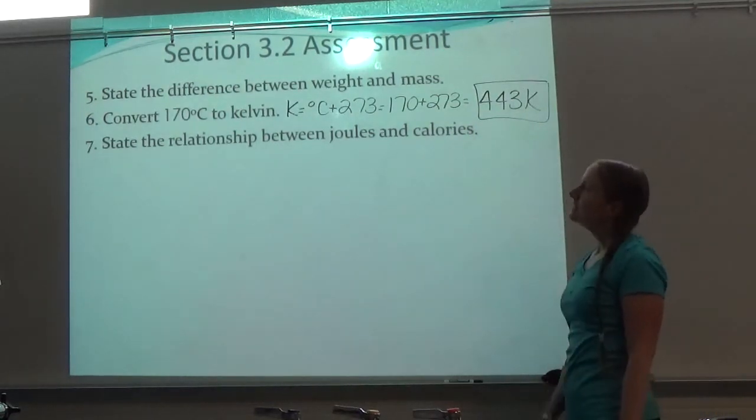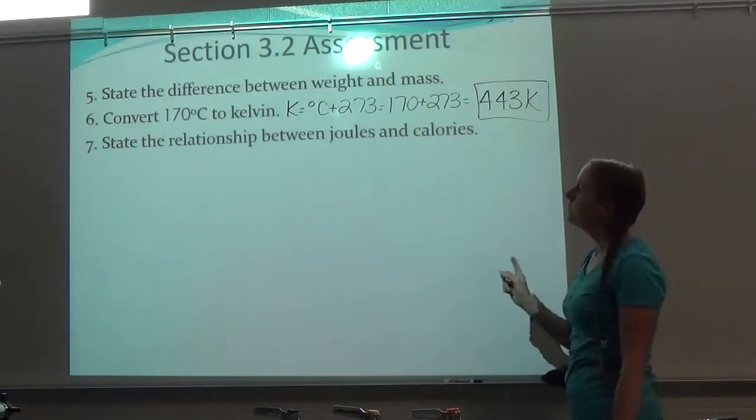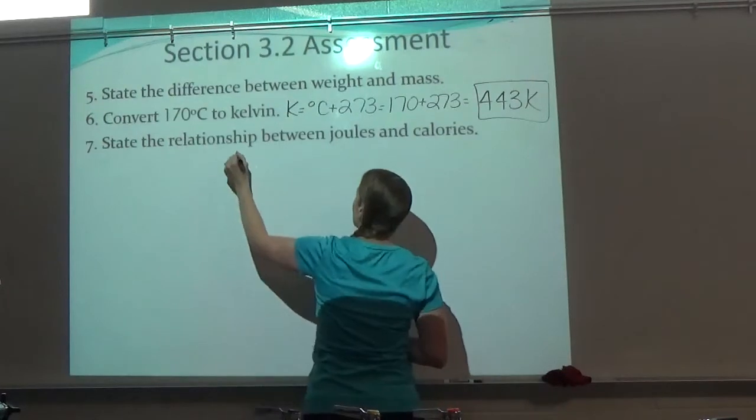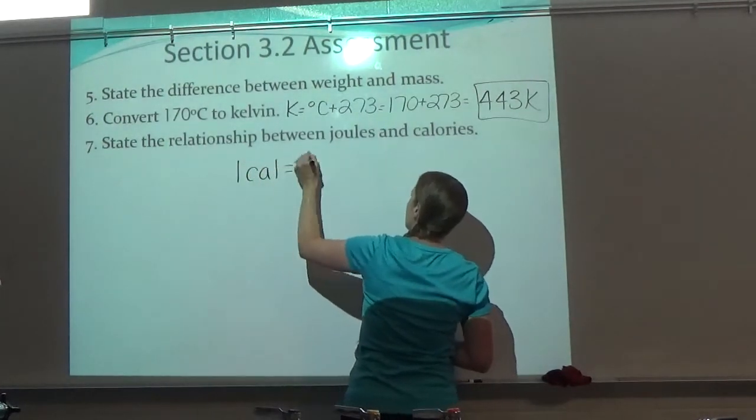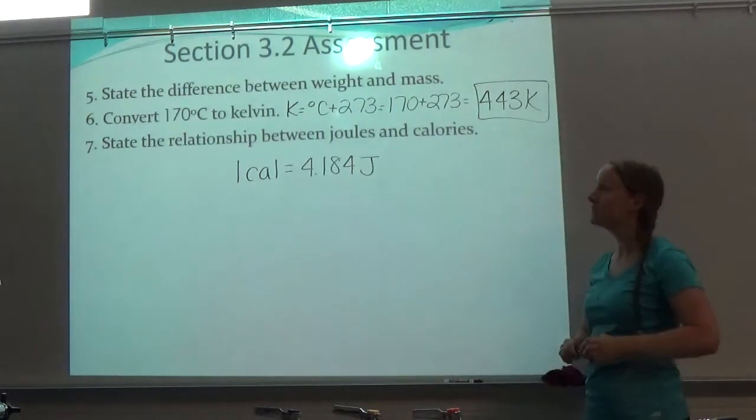All right, and then last says state the relationship between joules and calories. That was just a couple of slides ago. It was right before section assessment, and we said 1 calorie equals 4.184 joules. So that's how we convert between calories and joules.